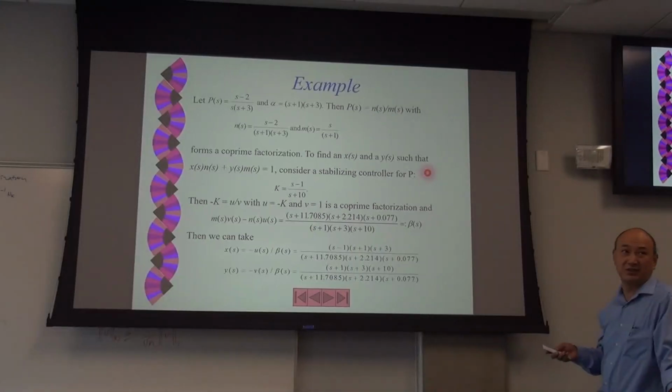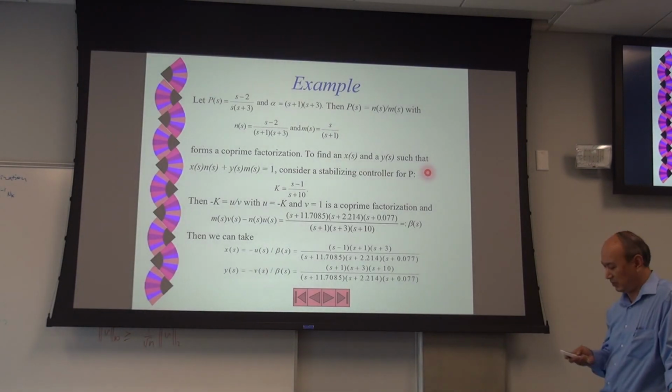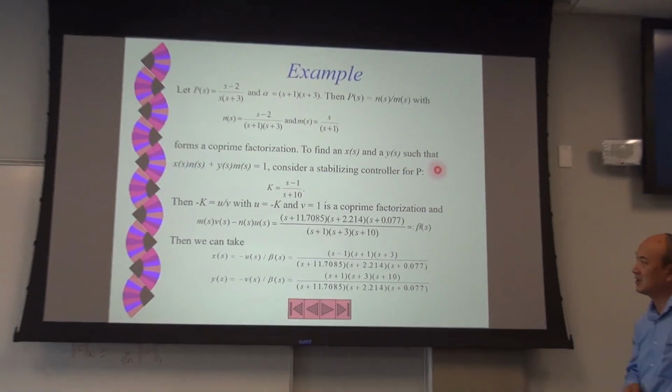In the MIMO case, you should not simply use a polynomial. You need to use an RH infinity function. This is RH infinity.